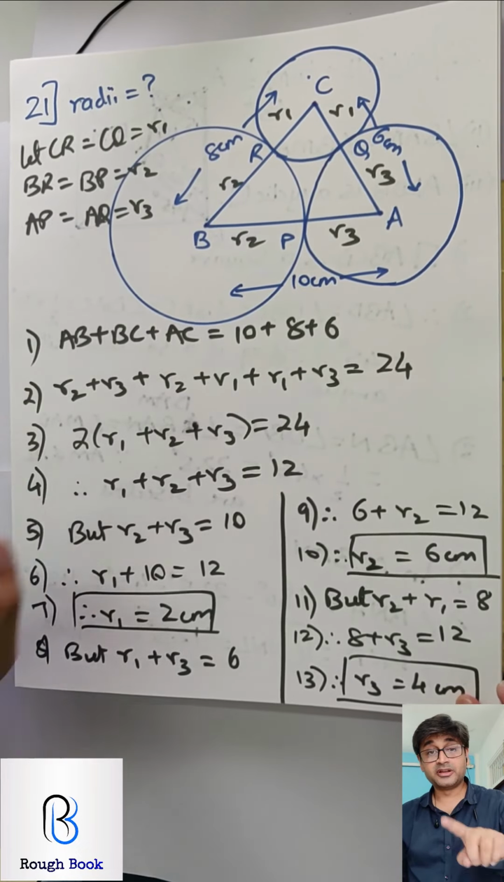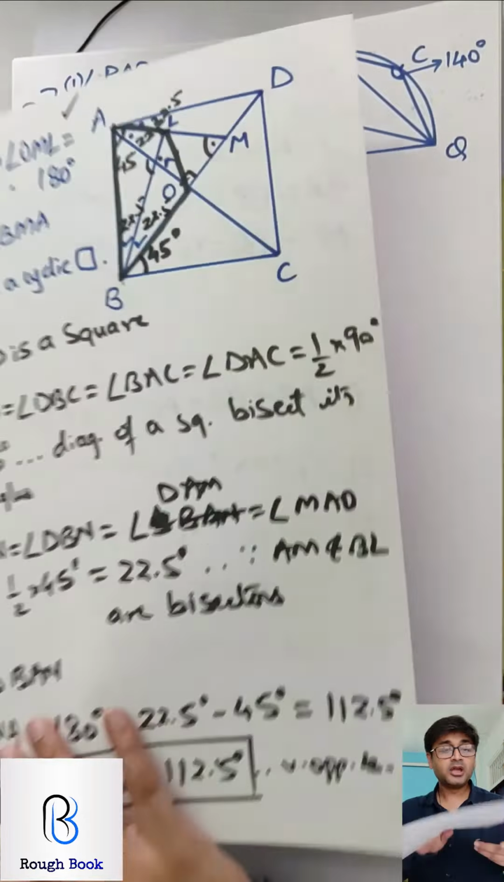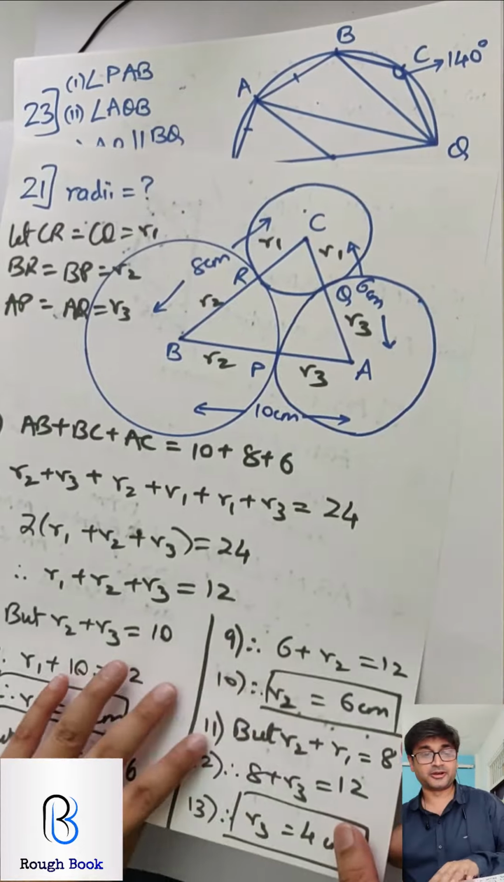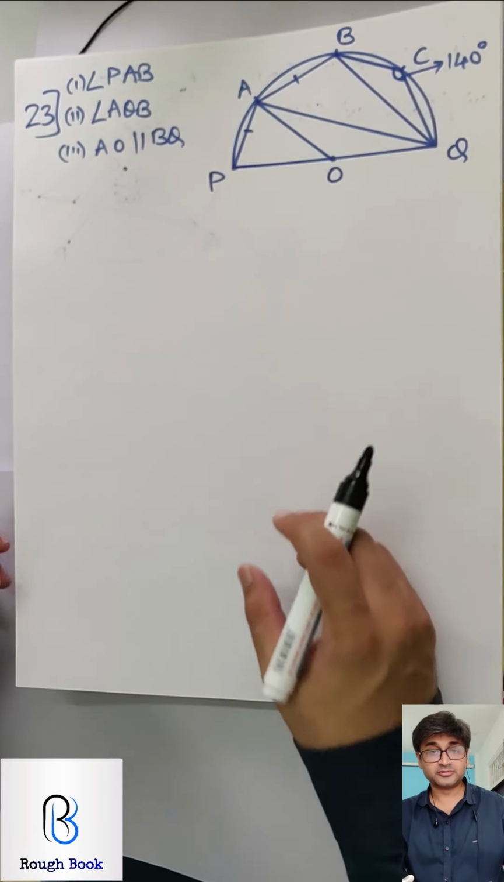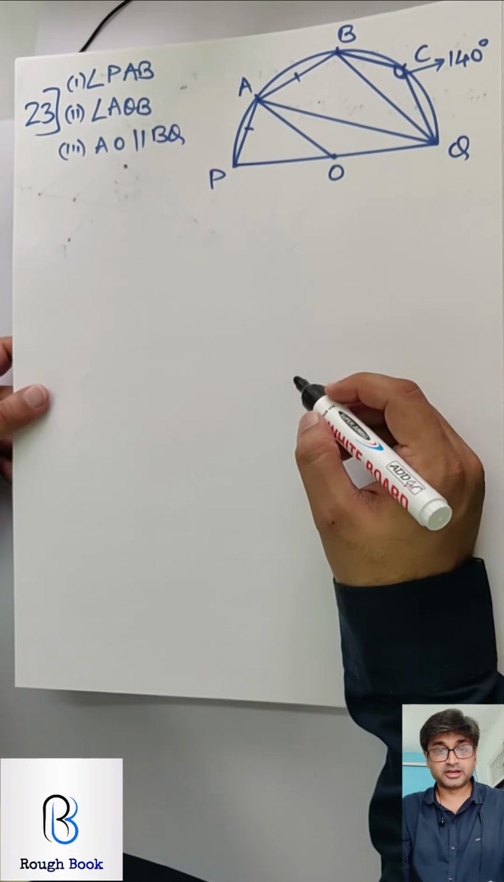Interesting, isn't it? We did this type of sum in the first exercise of tangents, if you remember. Let's go to the next one. Oh, I did 22 first and then I did 21. Alright, I'm trying to do maximum sums here so we get maximum advantage. Sum number 23. Come on, let's begin.